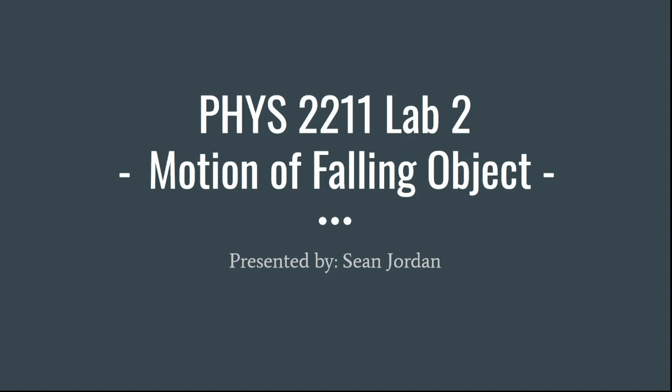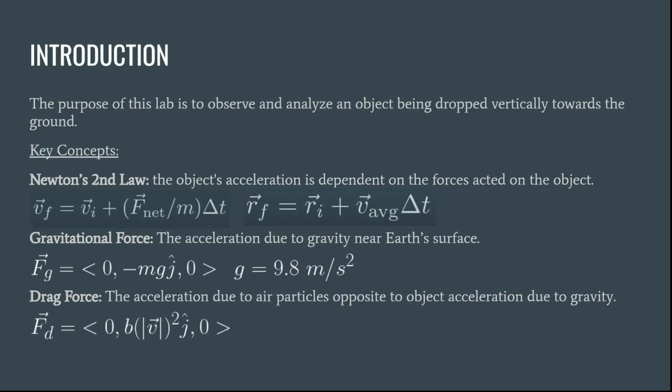MC Jordan, and I will be presenting Physics 2211 Lab 2, Motion of a Falling Object. The purpose of this lab is to observe and analyze the movement of an object dropped vertically towards the ground from a resting position. We will be exploring three main principles in this lab.